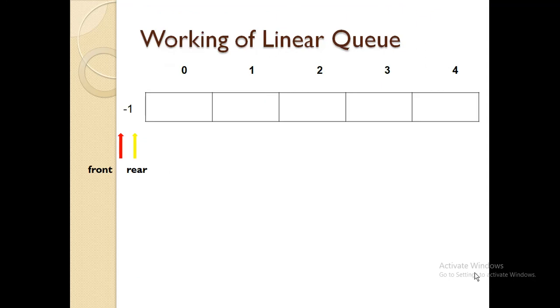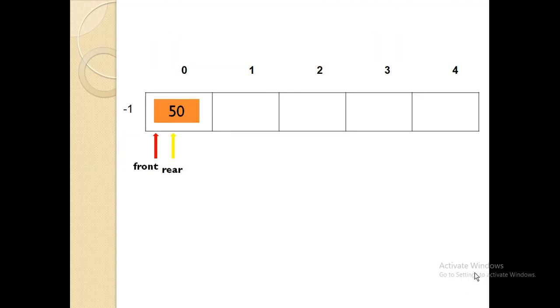So here we'll see how linear queue operates. Initially both the pointers are at -1. At the time of first insertion, rear pointer is incremented by 1 and the front pointer is also set to 0 from -1. So here element 50 is added to the queue and rear pointer is incremented.